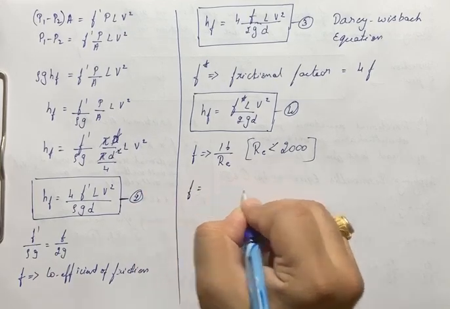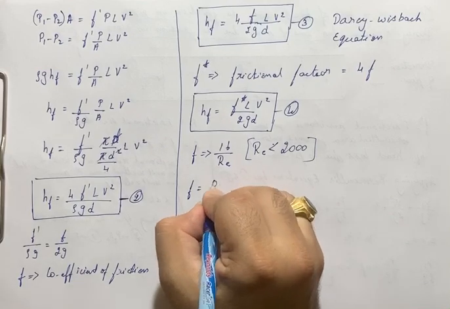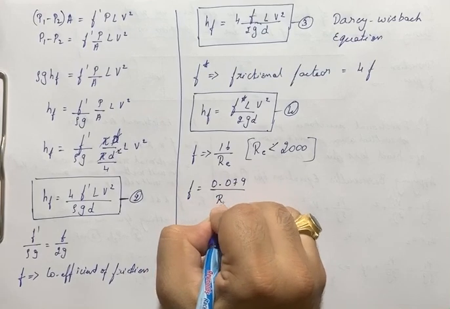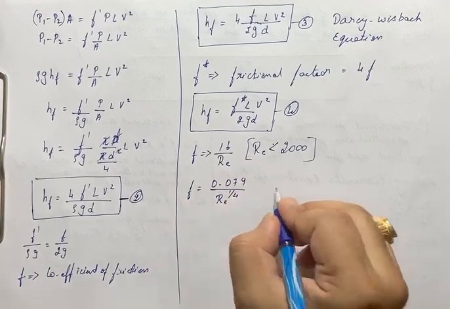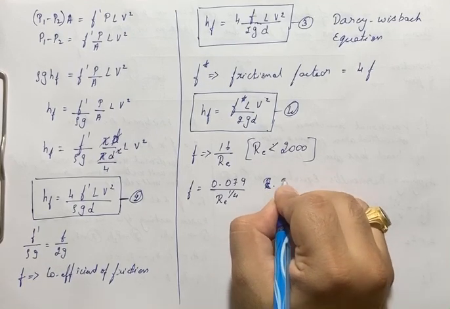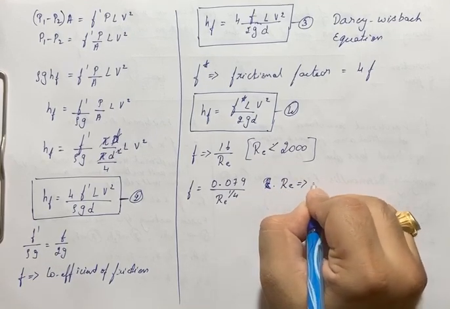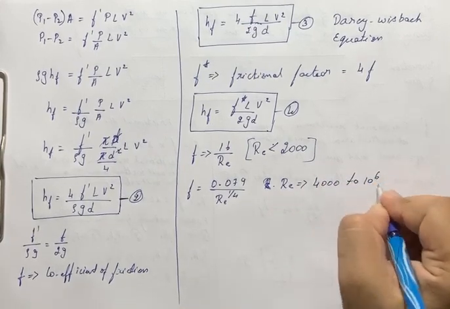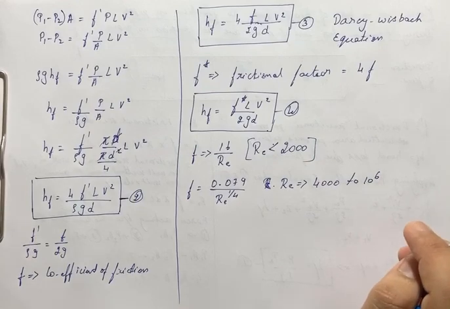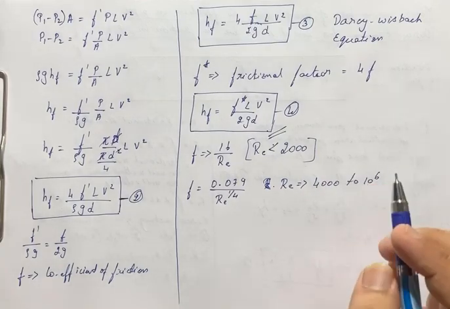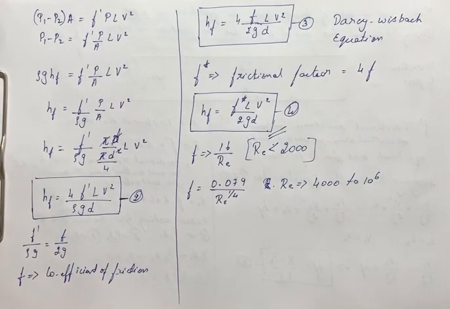Sometimes the question will be in terms of turbulent flow. So you need to use this formula: 0.079 divided by Re raised to 1 by 4. I am supposed to use this when Re is between 4000 and 10 raised to 6. This is how we do the Darcy-Weisbach equation. Next we will be studying Chezy's formula. Thank you.